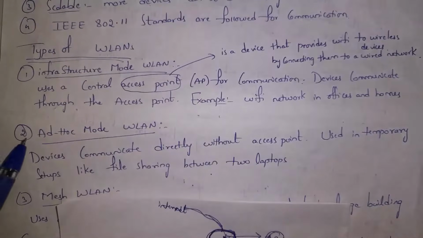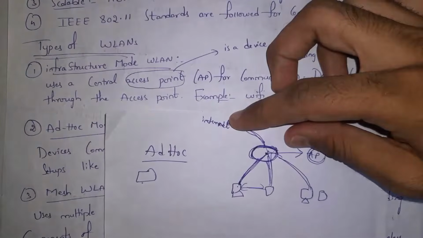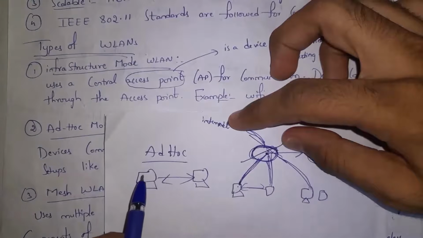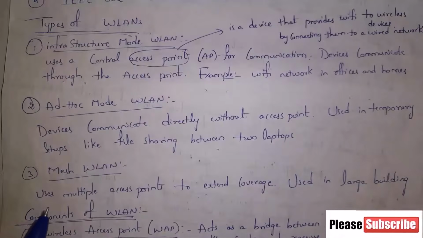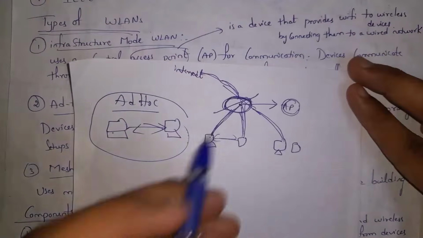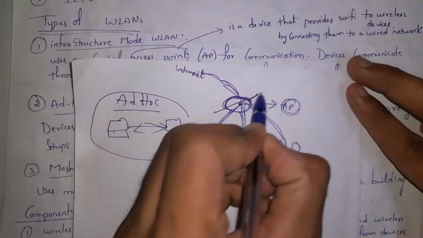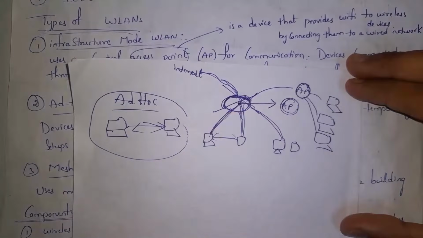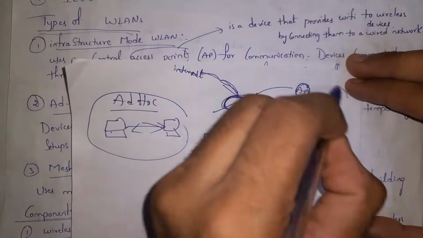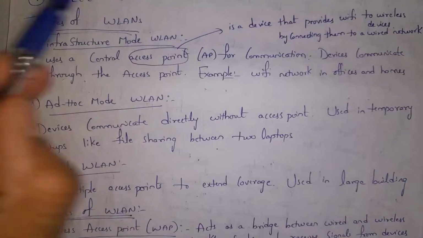And the second one is ad hoc mode. Guys, in ad hoc mode, there will not be any access point like a router. Devices will communicate with each other directly without any access point. And the last one is mesh wireless LAN. Guys, in mesh WLAN, there will not be a single access point. There will be multiple access points. As there are multiple access points, it will extend network coverage. So it will cover a large area. These are the three types of WLANs.